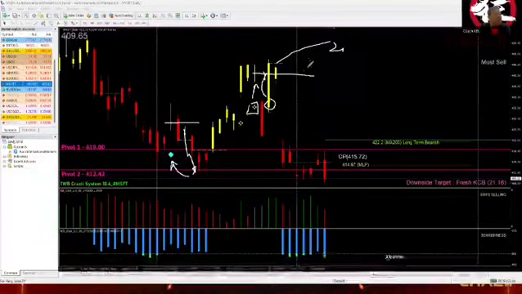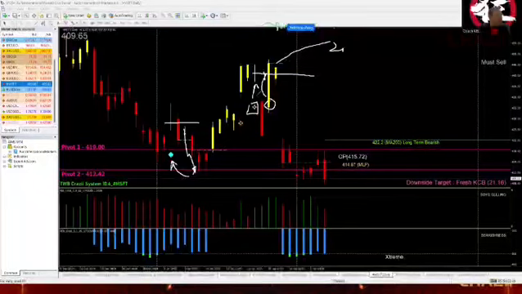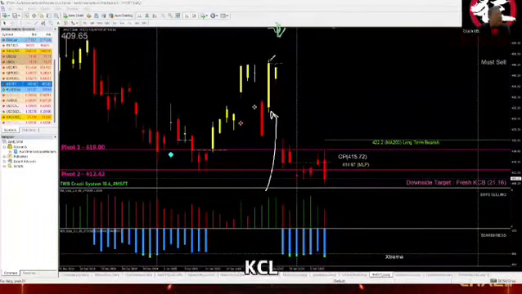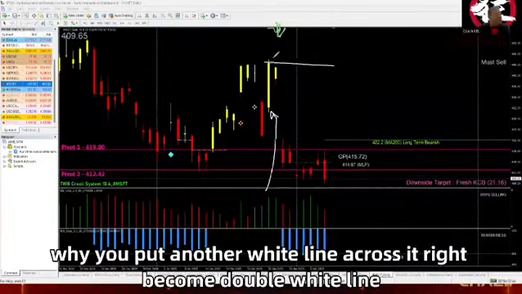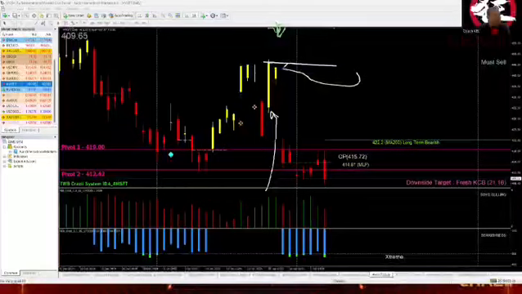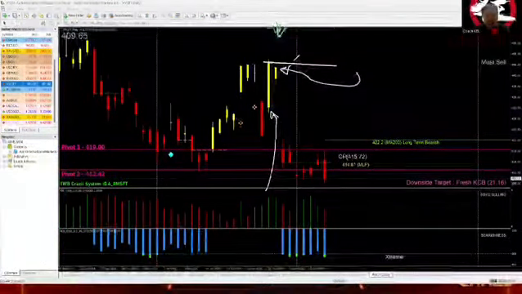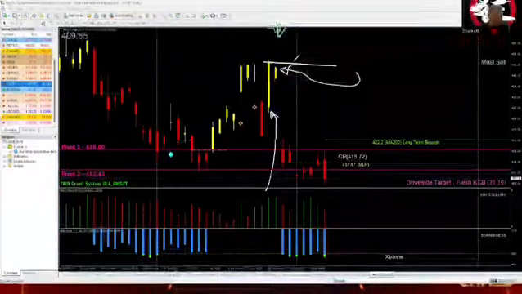You notice it's a KCL color change, right? And the KSI happened to be green. It's a KCL. So that's why you put another white line across it, right? It becomes a double white line. So as long as the market stays below the double white line, no matter what you tell me, you're a seller. Okay?